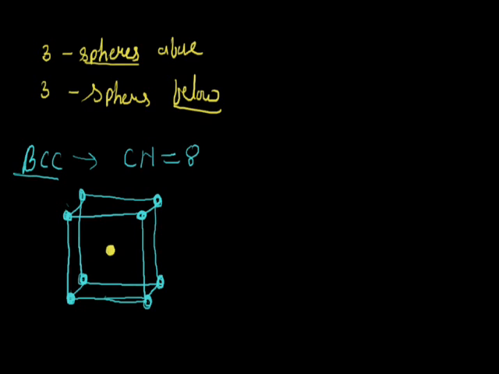Like this type. Starting from this, this, now this one, this one, this one, this one. So the center atom touches the 8 corner atoms. Hence its coordination number becomes 8.